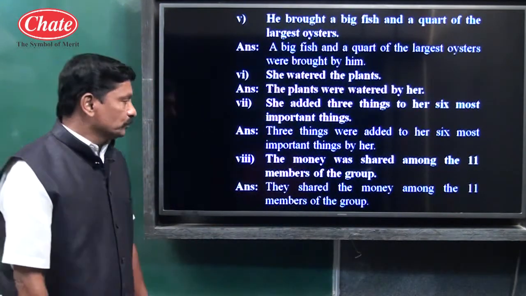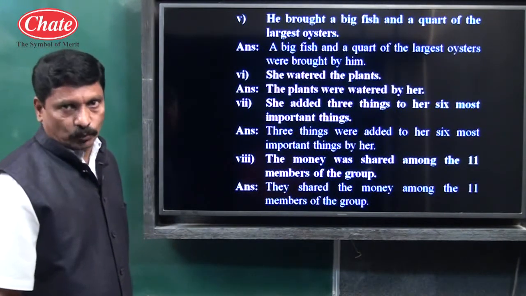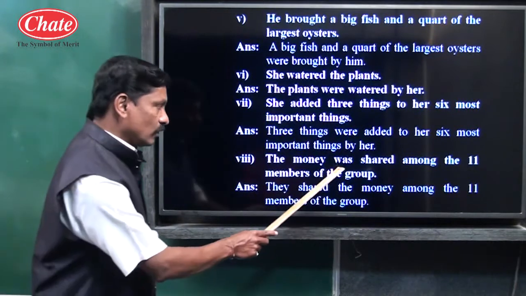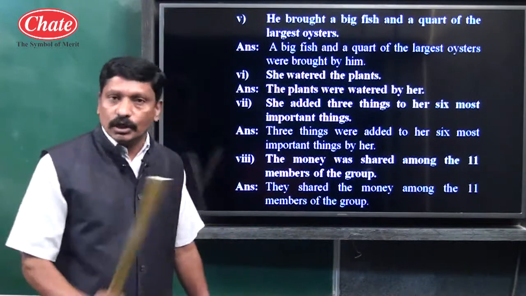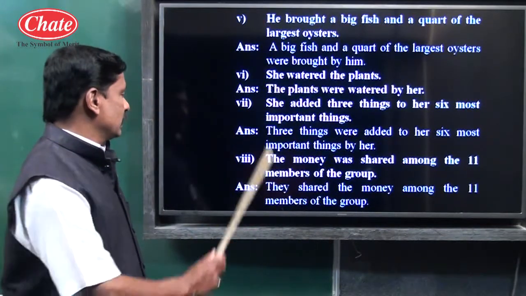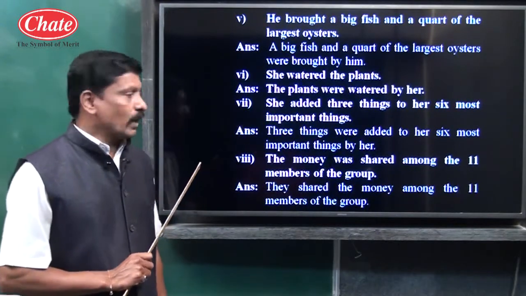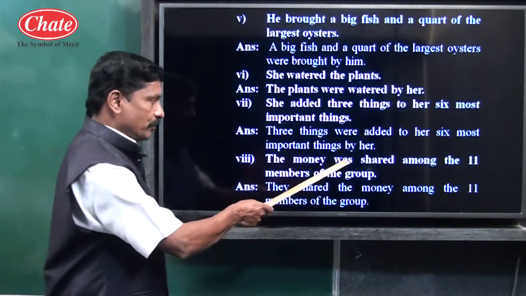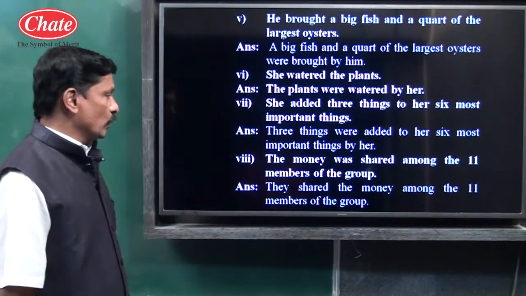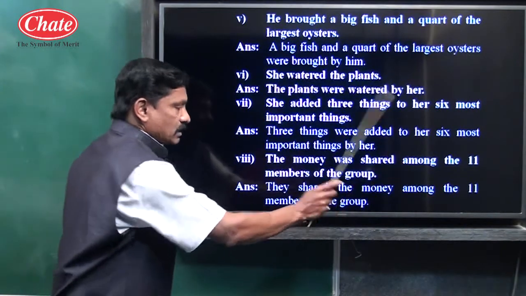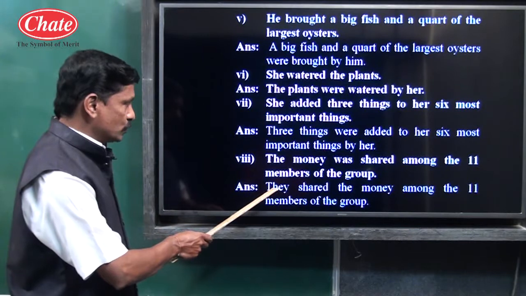Example number 8. The money was shared among the 11 members of the group. See children, here was is a form of to be and shared is the third form of the verb. So children, example number 8 is in passive voice. Why is it in passive voice? Because after the to be form, the third form has been used. We have to convert it into active voice. See children, by plus subject has not been given. We can use a subject. Here they is used as the subject.